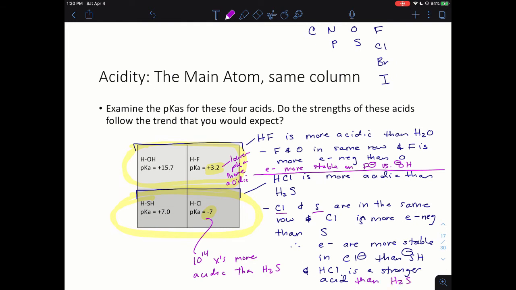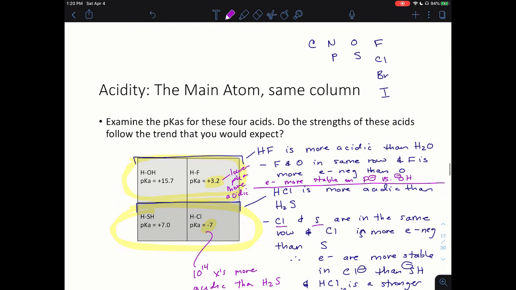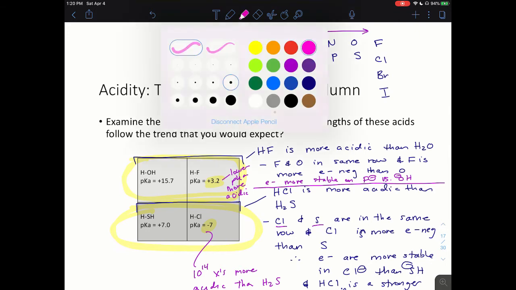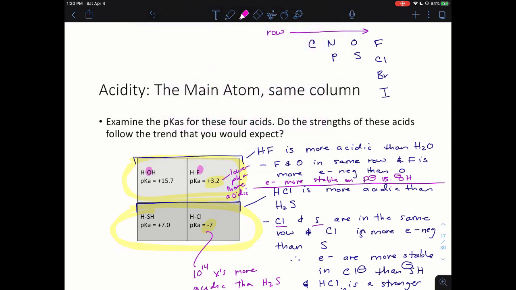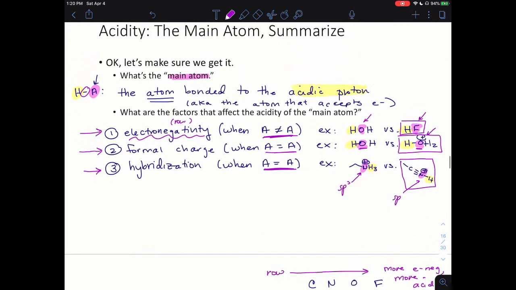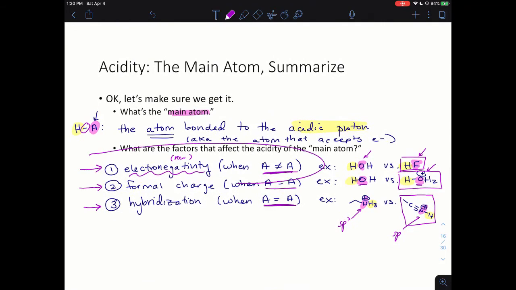than H2S. So when we have our main atoms, so main atom here is oxygen versus fluorine, sulfur versus chlorine, when those two atoms are in the same row, the more electronegative main atom is more acidic. We've already discussed this trend. It's right here, number 1.